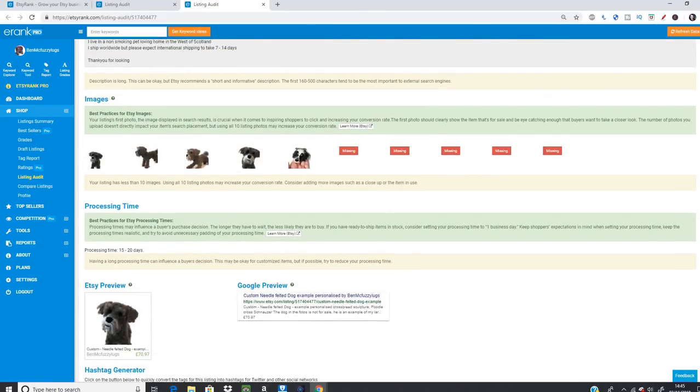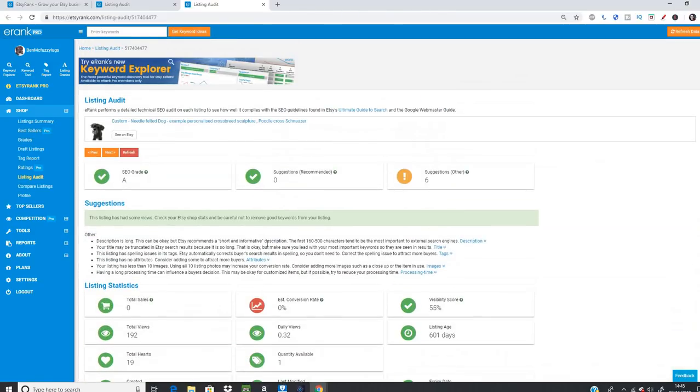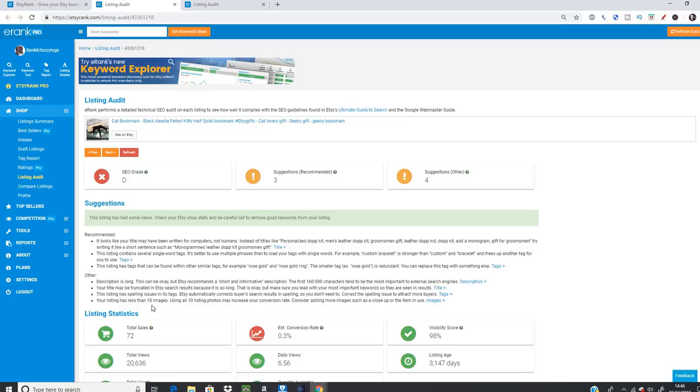So there's the difference. You can see that how this page shows things really depends on what you're doing wrong in the listing. But I want to repeat again, the grades are nice, they're helpful, they're showing you best practices, but they're not showing you if you're going to be making sales. As you can see, an A grade has no sales and a D grade has 72 sales. So don't get hung up.